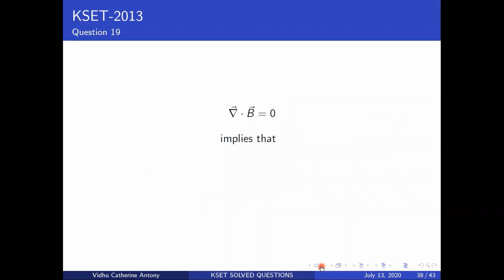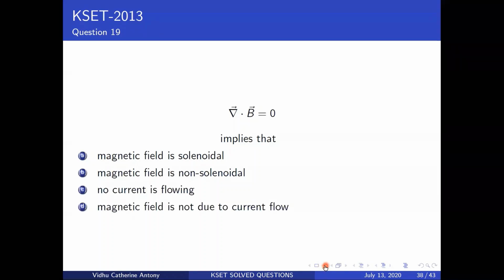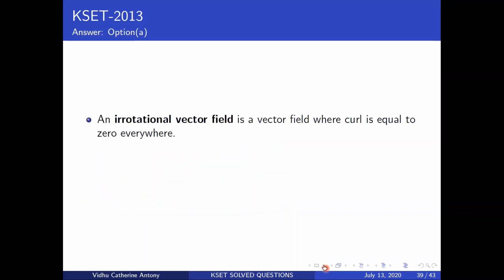Next question. This is pretty simple. What does your del dot B imply? The options are: the magnetic field is solenoidal; the magnetic field is non-solenoidal; no current is flowing; or the magnetic field is not due to a current flow. So what does your del dot B imply? It implies that your divergence is 0. When your divergence is 0, it implies that it's solenoidal. Your magnetic field is solenoidal.